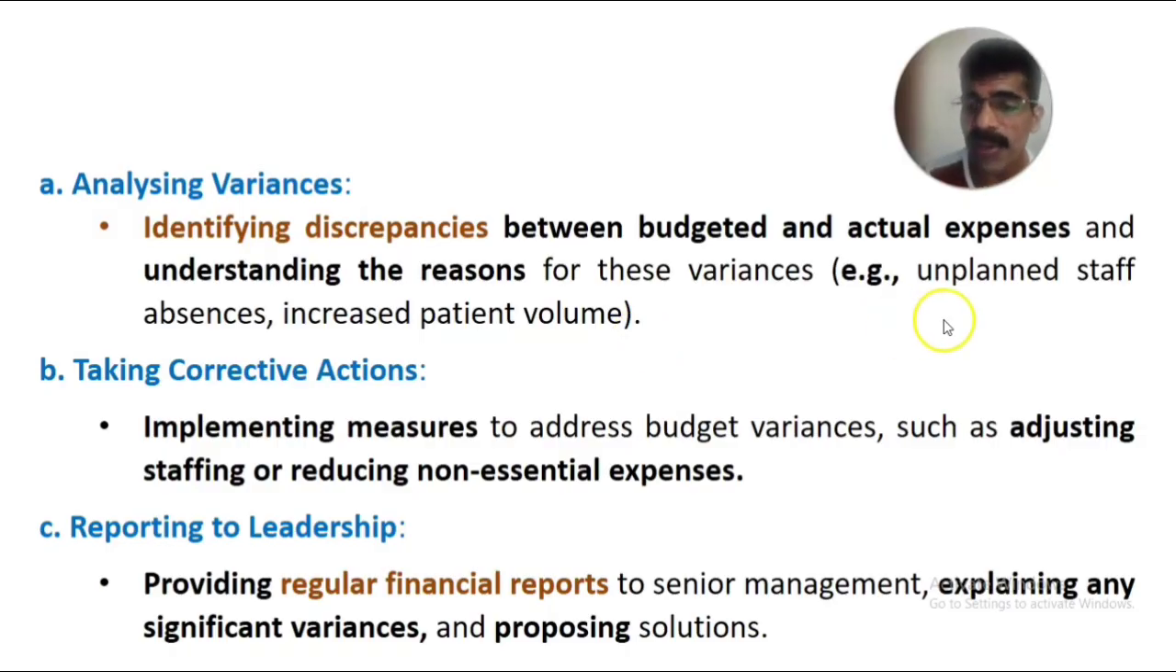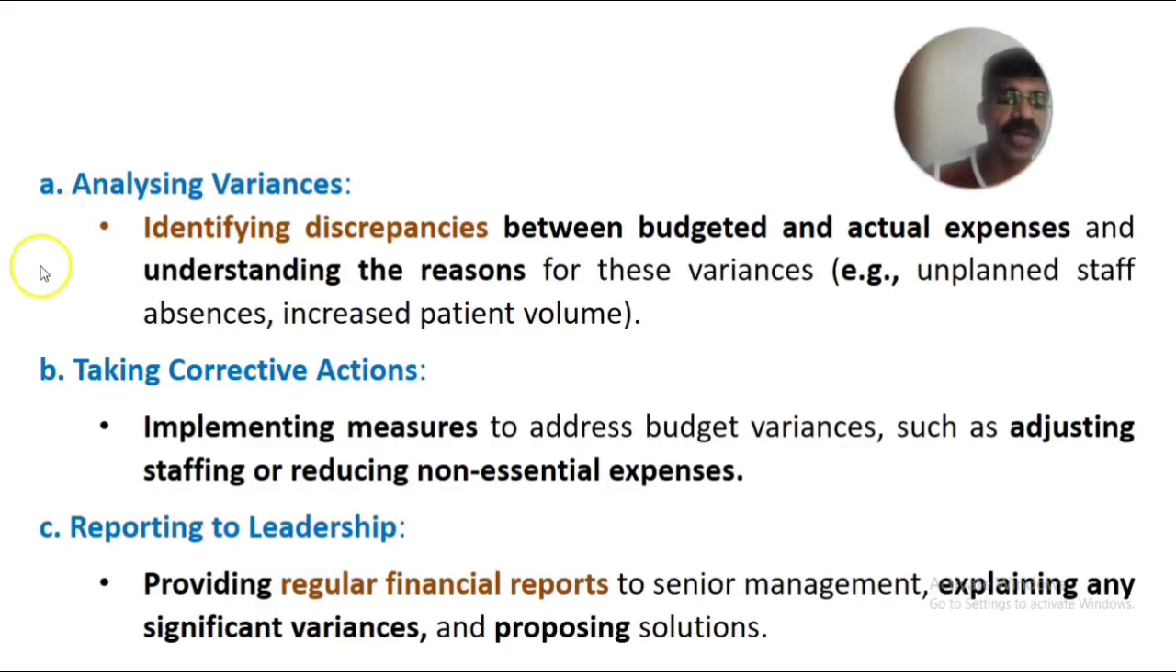For example, unplanned staff absences. Sometimes staff may be absent, so we have to put in a reliever. We may have to arrange overtime for the people, which increases the expenditure on salary. Or sometimes the patient volume increases due to an outbreak, so we need more resources and more staff. That also increases the expenditure. Such discrepancies may occur regularly in the financial year in the hospital.